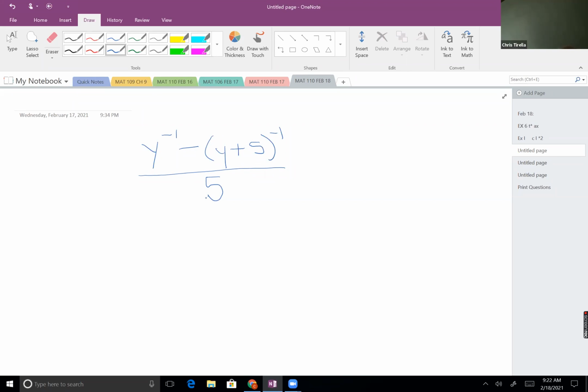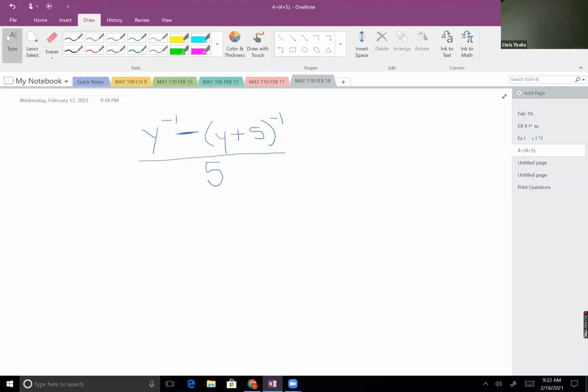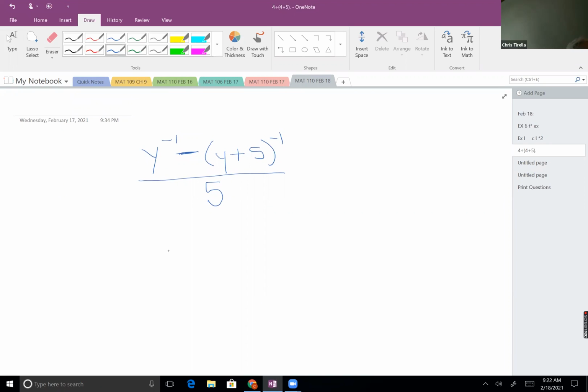But what we have to remember is a negative exponent means I'm taking the reciprocal. And I can't just move that to the bottom because there's this subtraction in between. We can only move things from numerator to denominator to change the sign on that exponent if it's all multiplication. So that y to the negative first is actually 1 over y. And that binomial to the negative first is actually 1 over that binomial. And then my denominator is just 5, and I can think of that as 5 over 1.